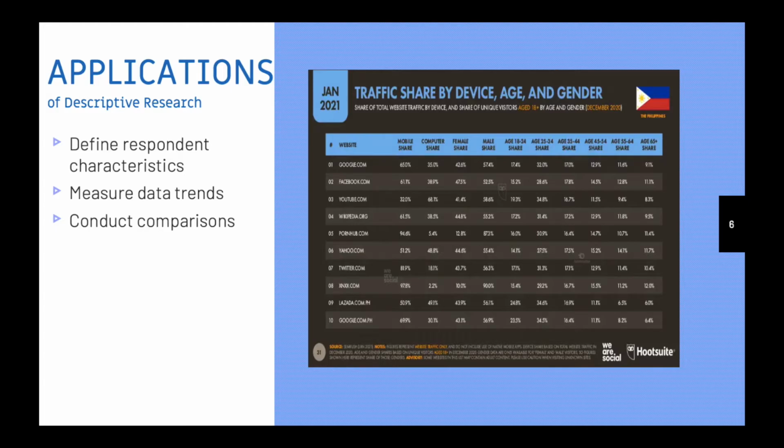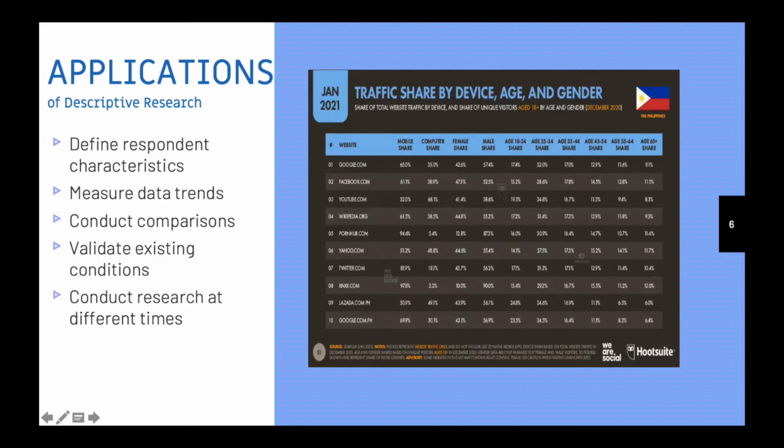The fourth application is to validate existing conditions. Researchers widely use descriptive research to help ascertain the research object's prevailing conditions and underlying patterns. Due to the non-invasive research method and the use of quantitative observation and some aspects of qualitative observation, researchers observe each variable and conduct an in-depth analysis. Researchers also use it to validate any existing conditions that may be prevalent in a population. Finally, descriptive research is used to conduct research at different times.